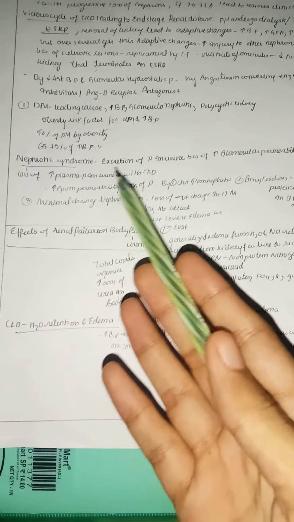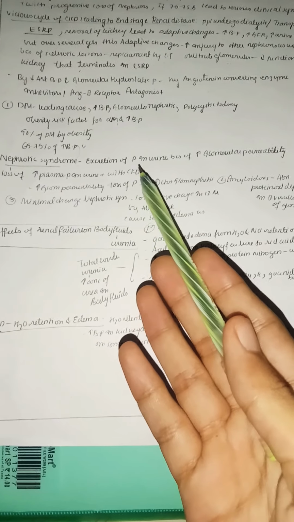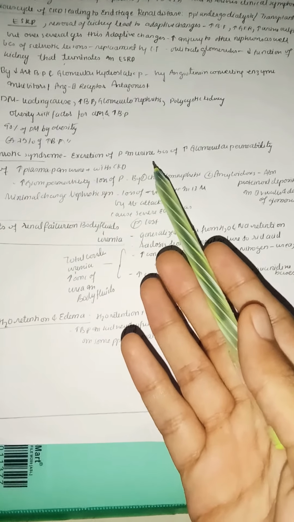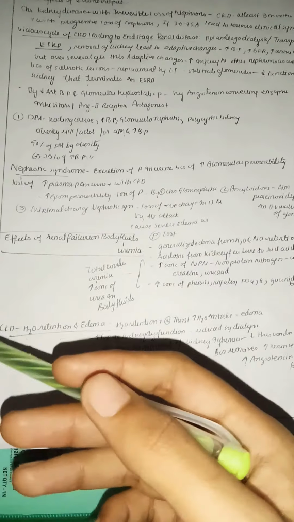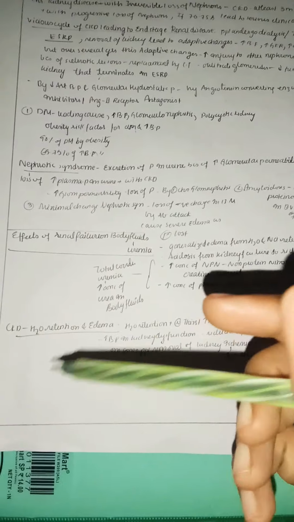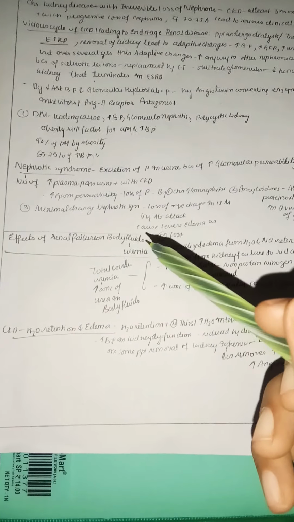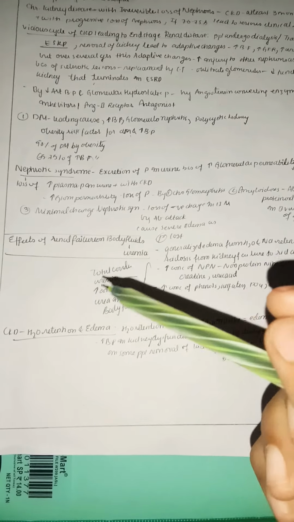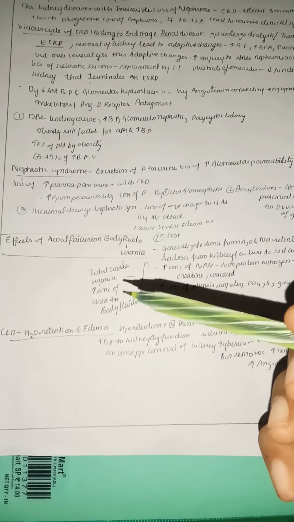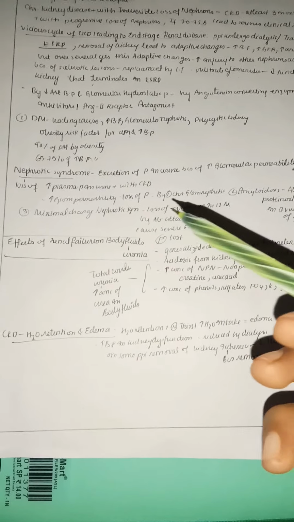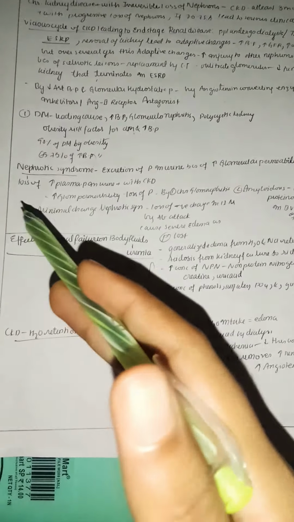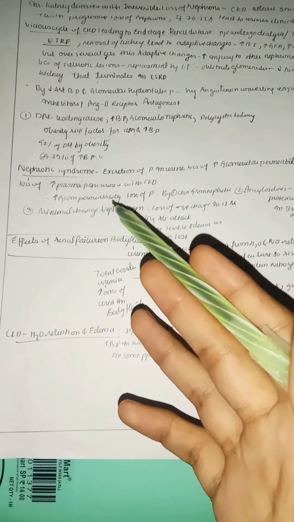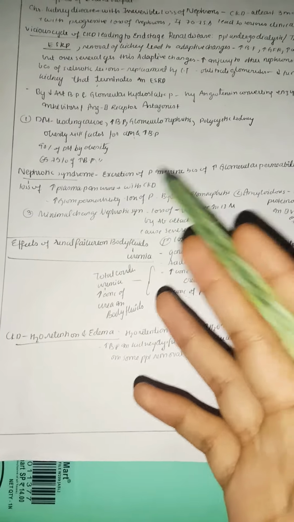Nephrotic syndrome is nothing but excretion of protein in urine because of increase in glomerular permeability. Normally our glomerular membrane is not permeable to proteins, but here the glomerular membrane has some defects, so it starts allowing the proteins. Because of this it may lead to nephrotic syndrome, that is loss of proteins in urine. This is also associated with chronic kidney disease.